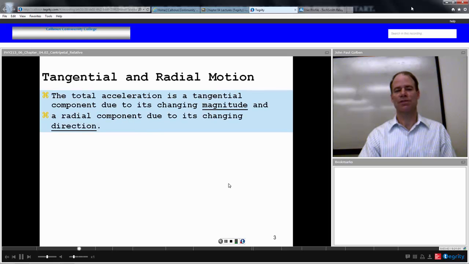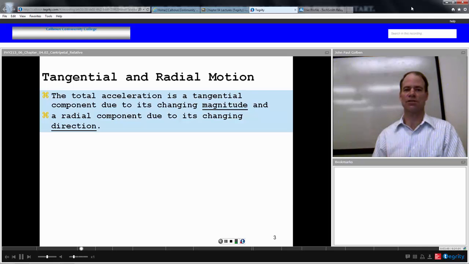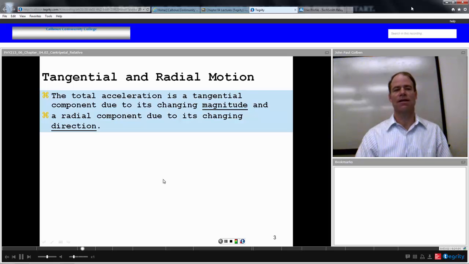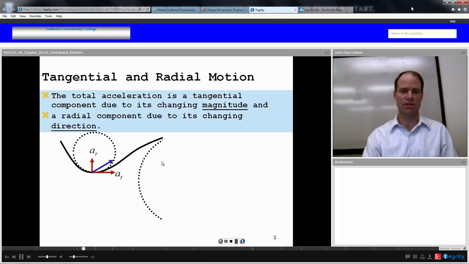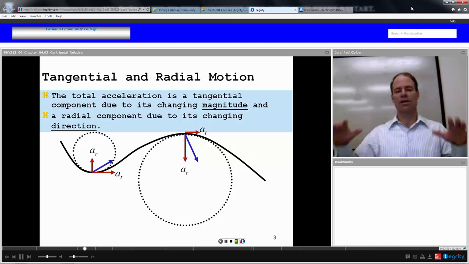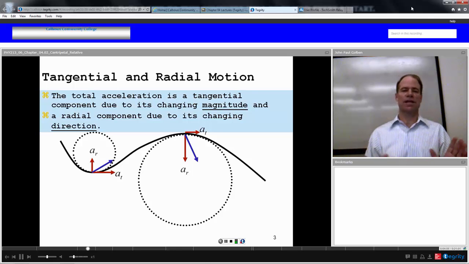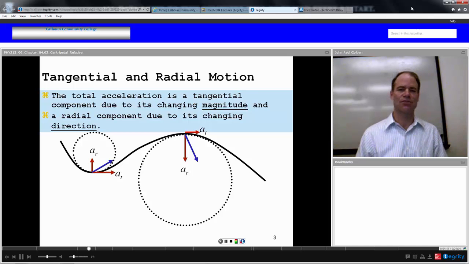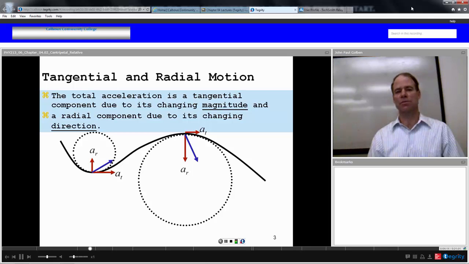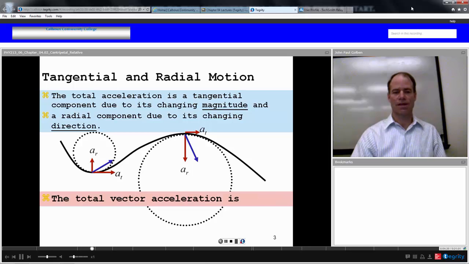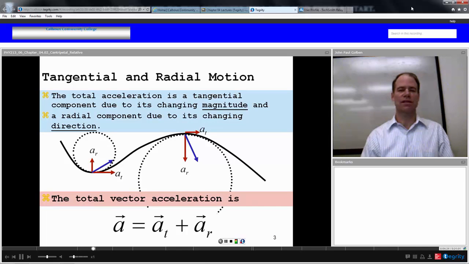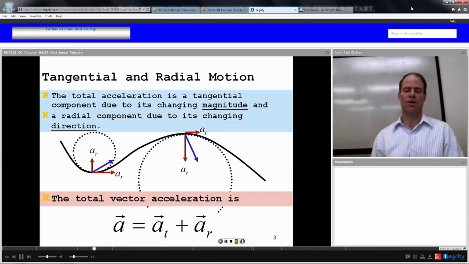So we have two accelerations. Our total acceleration will be the vector sum of these two. One is a tangential acceleration due to our change in magnitude, and the other one is a radial acceleration due to our changing direction. If we were to look at a bird's eye view of a car going down a road, it could be changing its speed, hence changing its tangential acceleration, and it could also be changing its direction, hence changing its centripetal acceleration. The two accelerations will be perpendicular to each other, and our net acceleration will be the vector sum of these two. So we'll have a total acceleration equal to our tangential acceleration plus our radial acceleration.